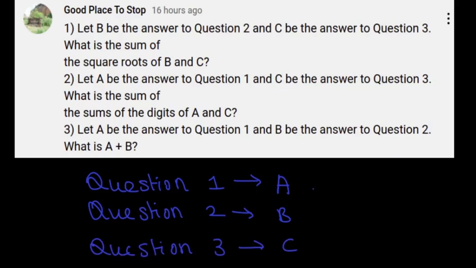Now, what is question 1? What is the sum of the square roots of B and C? So, the answer to question 1 is the sum of the square root of B and C. Therefore, A is equal to square root of B plus square root of C.